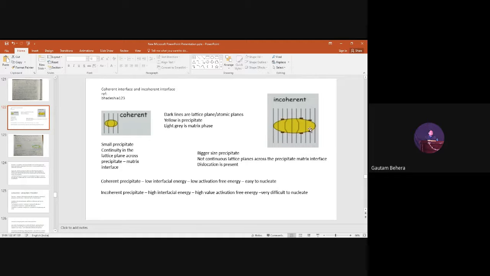If the size of the precipitate grows bigger and bigger, what will happen? There will be a lot of strain, right? Because the lattice parameters of this one and this one are not matching, there will be more bending. If there is more bending, more strain will be there. So at the end, what will happen? Dislocations will generate in this material. Like here, this is dislocation, this is dislocation, right?